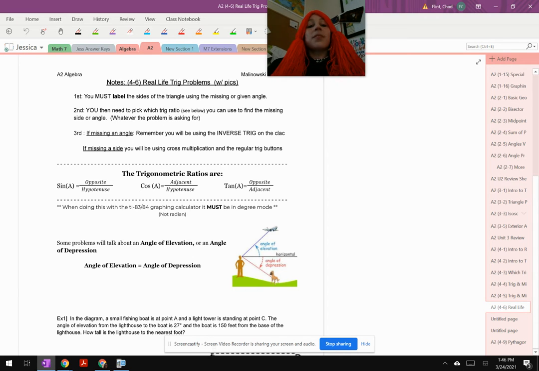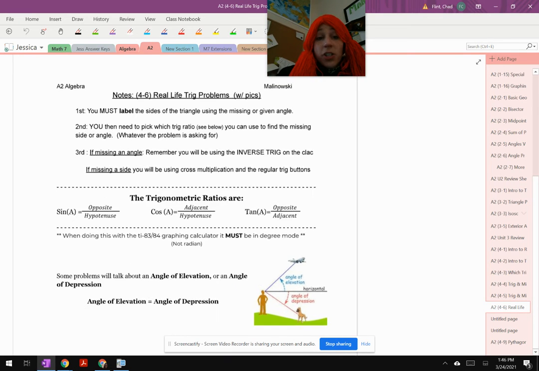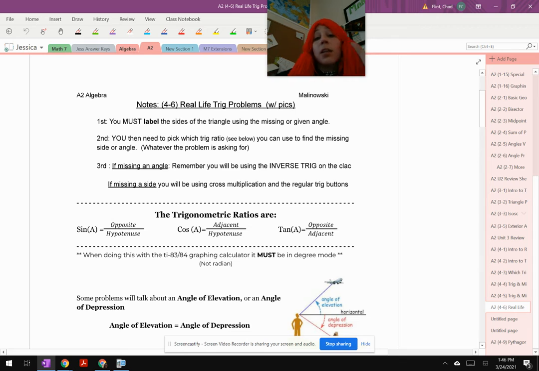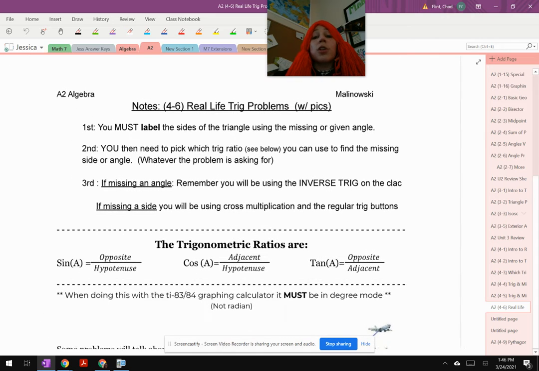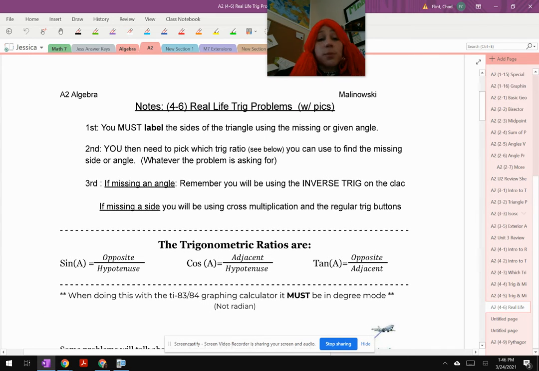Yeah, I'm bored. So these are notes for 4-6. Moving on with those trig problems, getting a little bit more crazy. We're going to do some word problems now. Word problems. So these are real life trig problems with pictures.